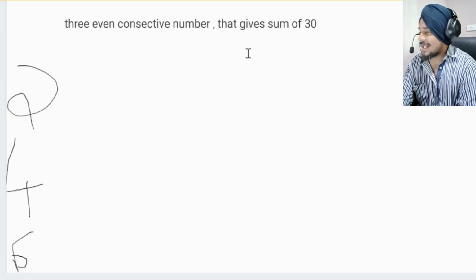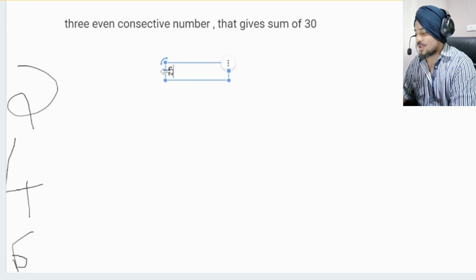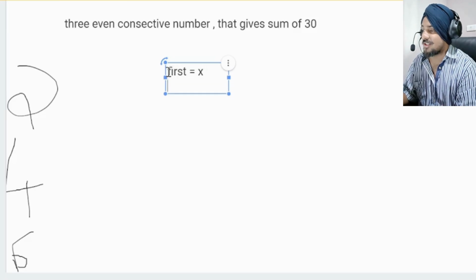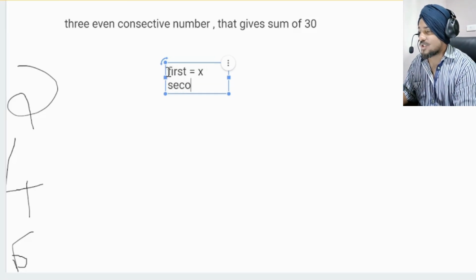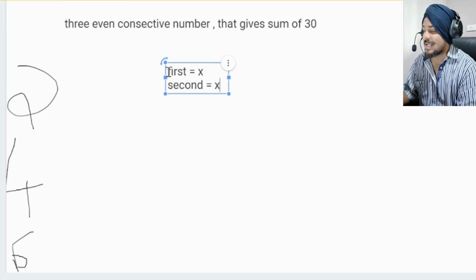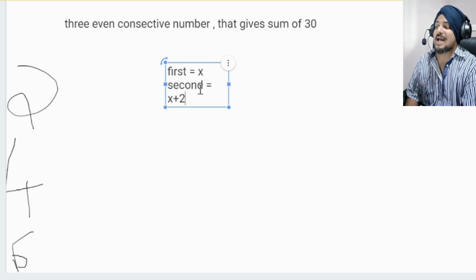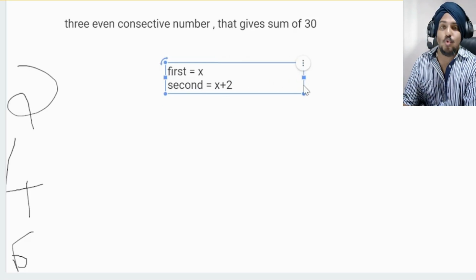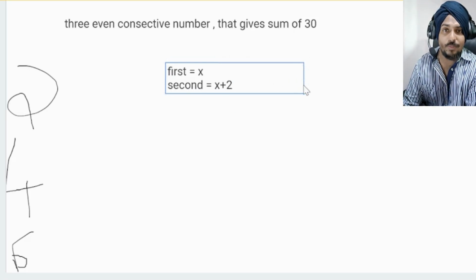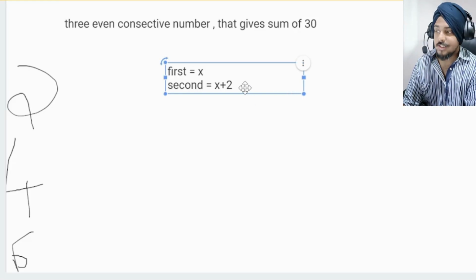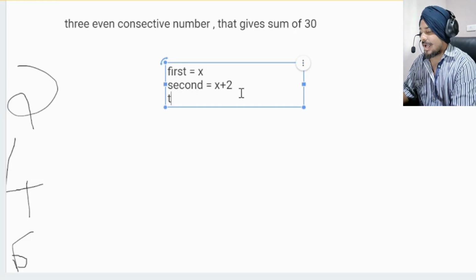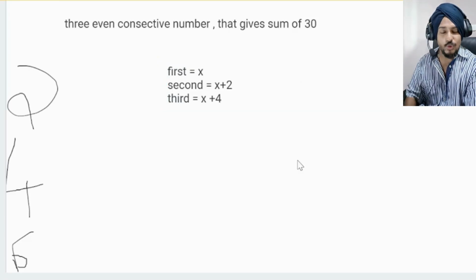So three consecutive numbers. I don't know what those numbers are, so I'm going to make assumptions here. Let the first number be x, and I am sure that the second number will be x plus 2. How? Imagine if it's 2, the next even number will be 2 plus 2, which is 4. So that's how you make an assumption. And the third number will be x plus 4, right? So this is all assumptions.